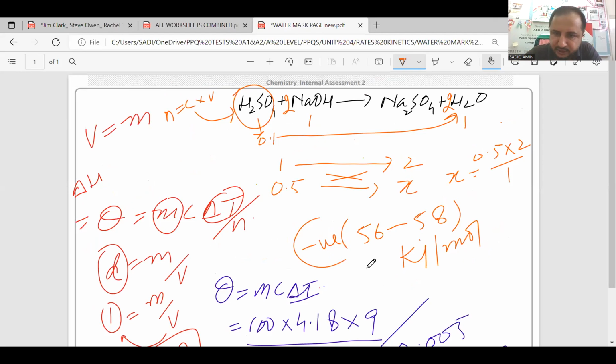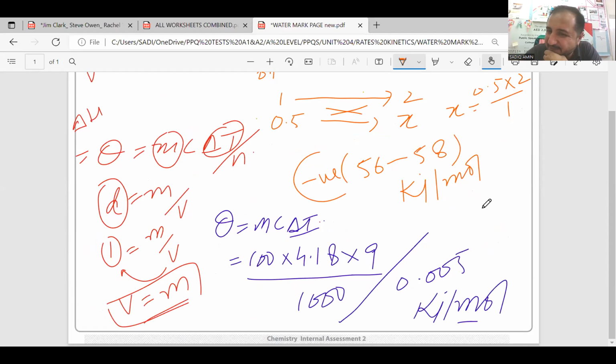Enthalpy of neutralization will be, from the one we are calculating right now, from 56 to 58 kilojoules. For enthalpy of neutralization, it will always be between 56 and 58, a negative value.